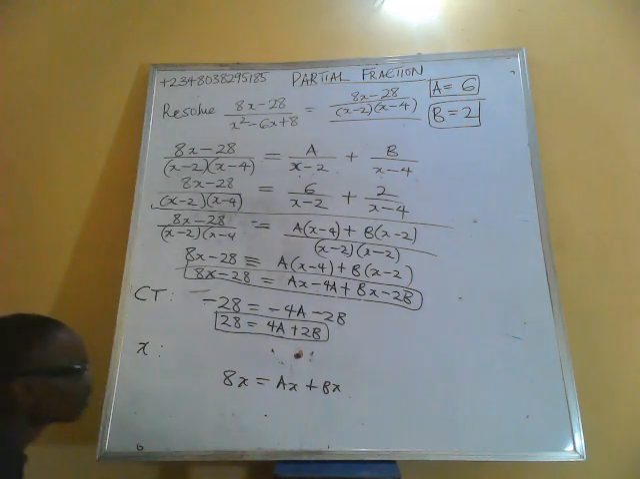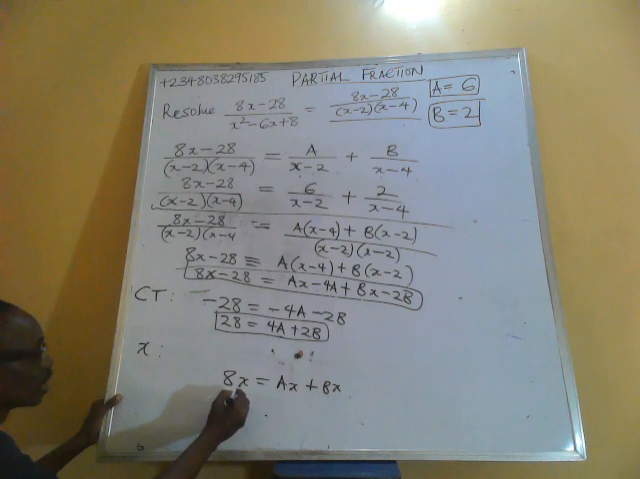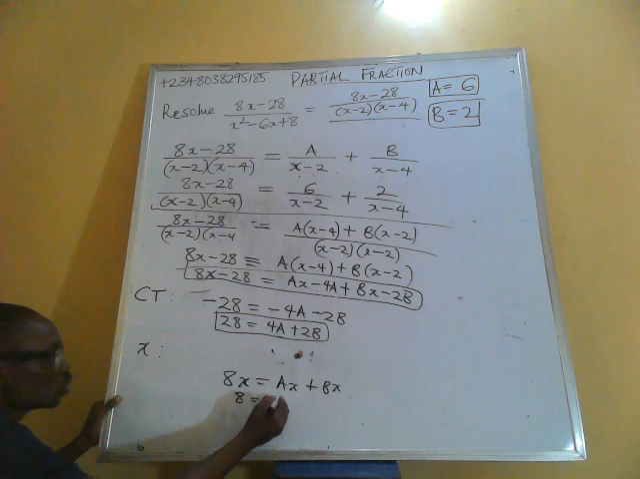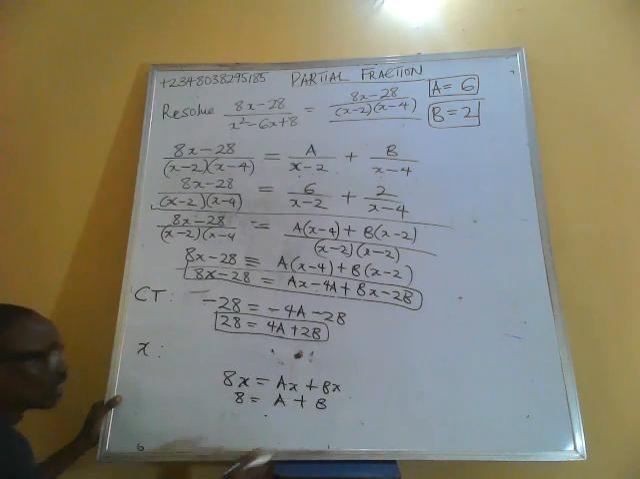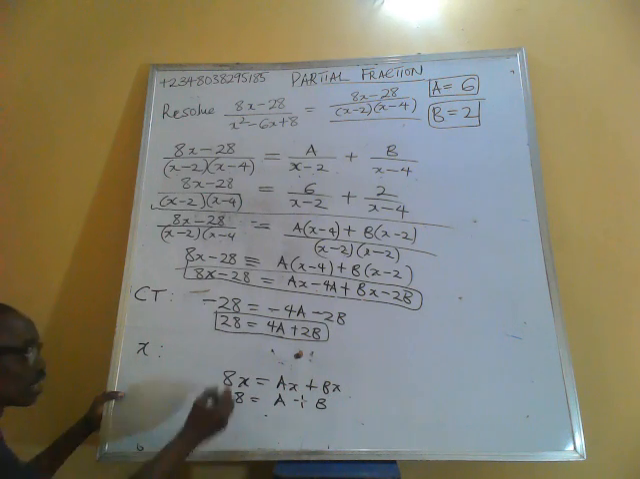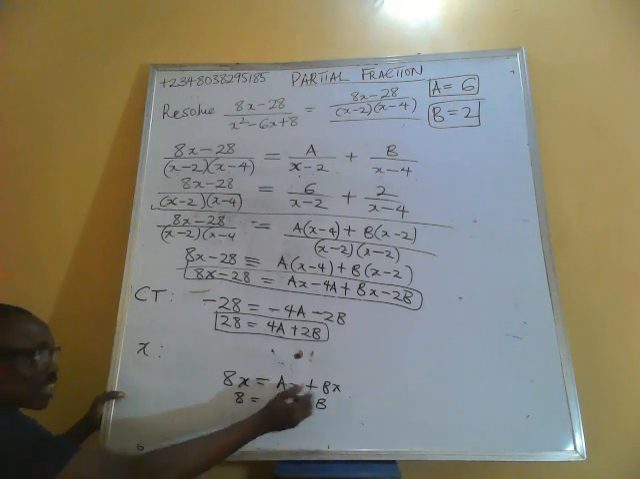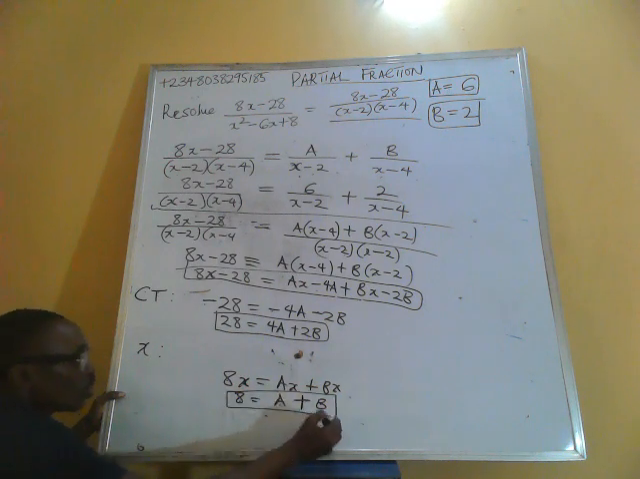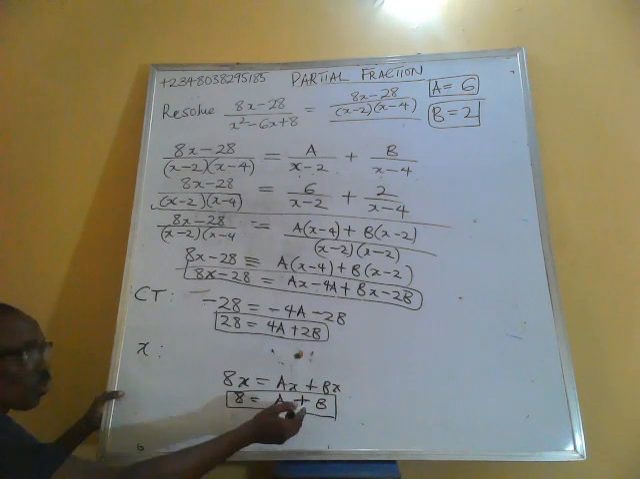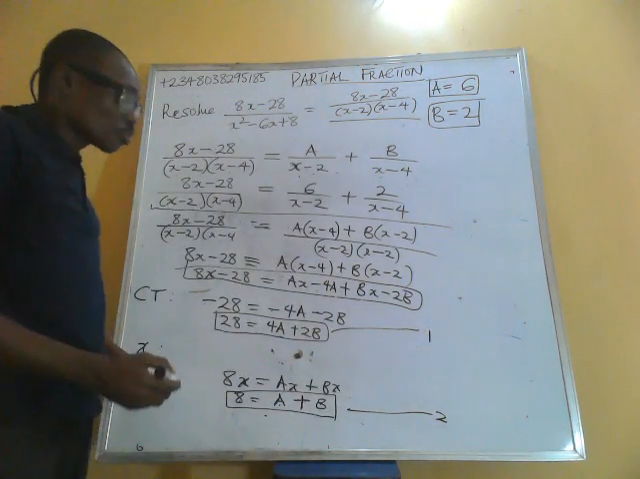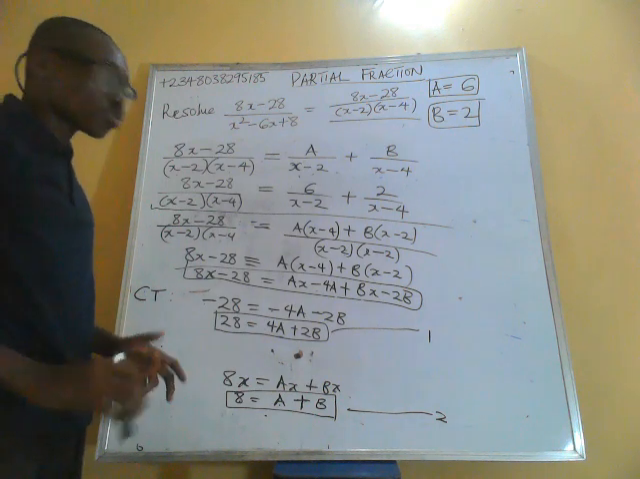This is the same thing as 8 equals a plus b, so we just write only the coefficient of the x. Here the coefficient of x is 8, we write that 8. Coefficient of x is a, we write that a. Coefficient of x is b, we write that b. So right now we can call this equation 1, we can call this equation 2, and we can go ahead and solve equation 1 and 2 to get the values of a and b.